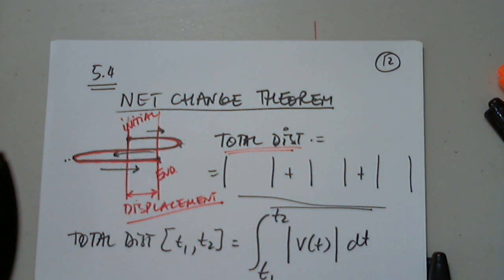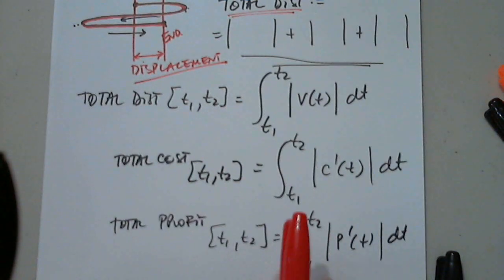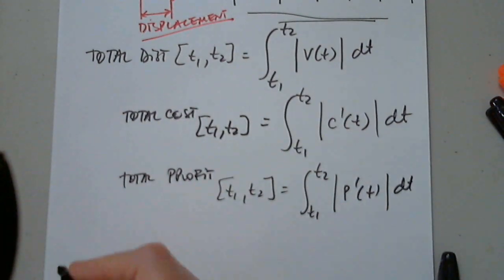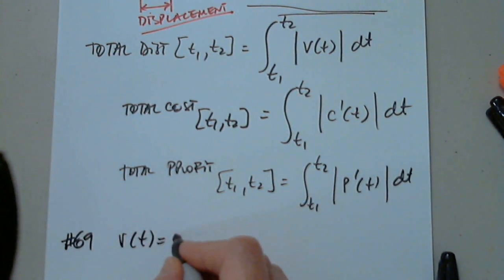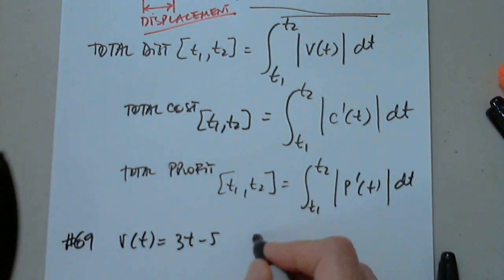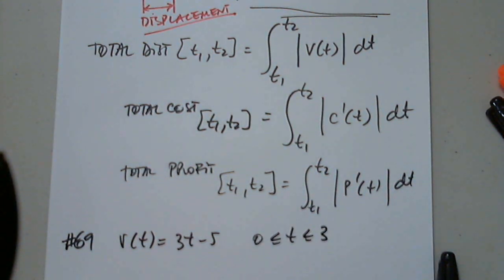So let's take a look. They want us to find the displacement, and they want us to find the distance traveled by the particle during the given time interval between 0 and 3. So let's start with 69. In 69, we have v of t equals 3t minus 5, and the time interval between 0 seconds and 3 seconds. First, they want the displacement.